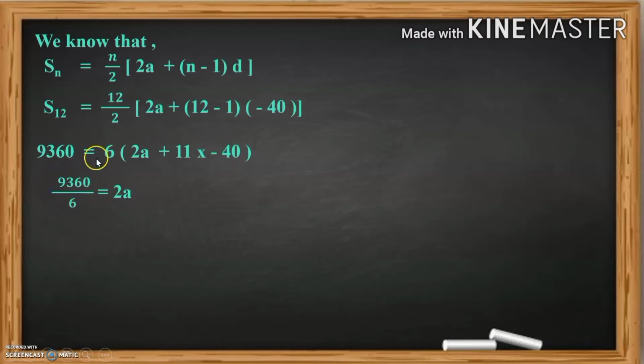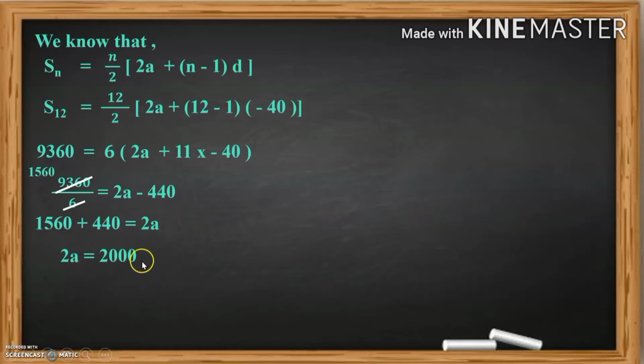So solving this, 6 will come on this side, you will get 2a minus 440. So 6 and 9360 will get cancelled. On cancellation we will get here 1560. So this 440 will go on the other side, we will get 1560 plus 440 is equal to 2a. On adding this we will get 2000, so a will be 1000. So we have got the first installment.